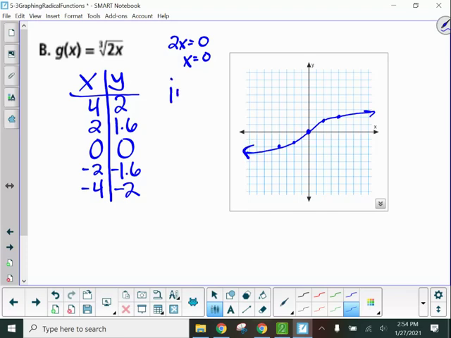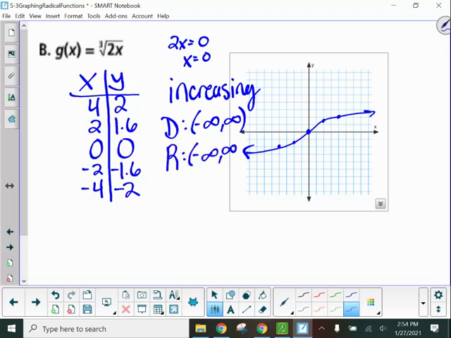This one is also increasing. To tell whether it's increasing or decreasing, it's whatever the right-hand arrow is doing. So since this right-hand arrow is going up, that's why it's increasing. The domain and range for cube roots are always going to be the same. Because there's no limits on how high or how low you go, the domain and range are always going to be all real numbers, which is negative infinity to infinity in interval notation.